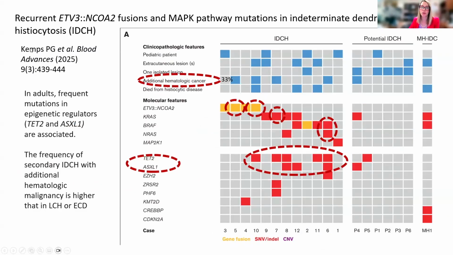And the group in the Netherlands, led by Paul Kemps, also showed some similar features, a little fewer cases, but again, association with an additional hematologic cancer was quite prevalent, along with the association of some of these CHIP or epigenetic regulator mutations, which was a higher frequency than what we would expect in other LCH and ECD.